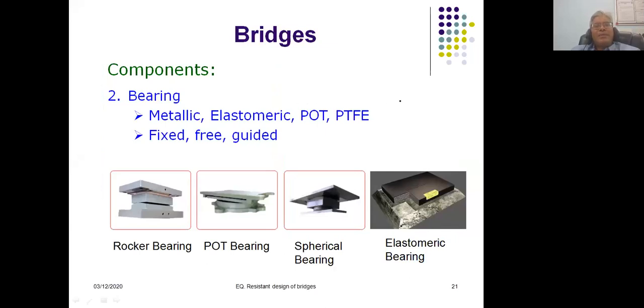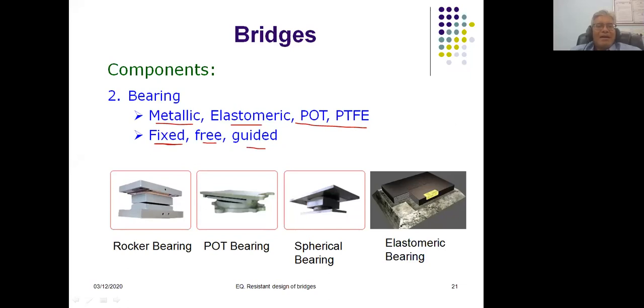Second important element of the bridges is the bearing. Bearings will transfer the loads from the superstructure. And there is a very small area, so there is a possibility of stress concentration. And we have to transfer the loads very effectively. Various kinds of bearings are widely used, known as metallic bearing, elastomeric bearing, pot PTFE bearing. As far as the material is concerned, these types of bearings are widely used. Then, depending on what kind of boundary condition you are going to use, fixed bearing, free bearing, guided bearing, such kinds of bearings are also required, so that the secondary stresses which are going to develop can be minimized.